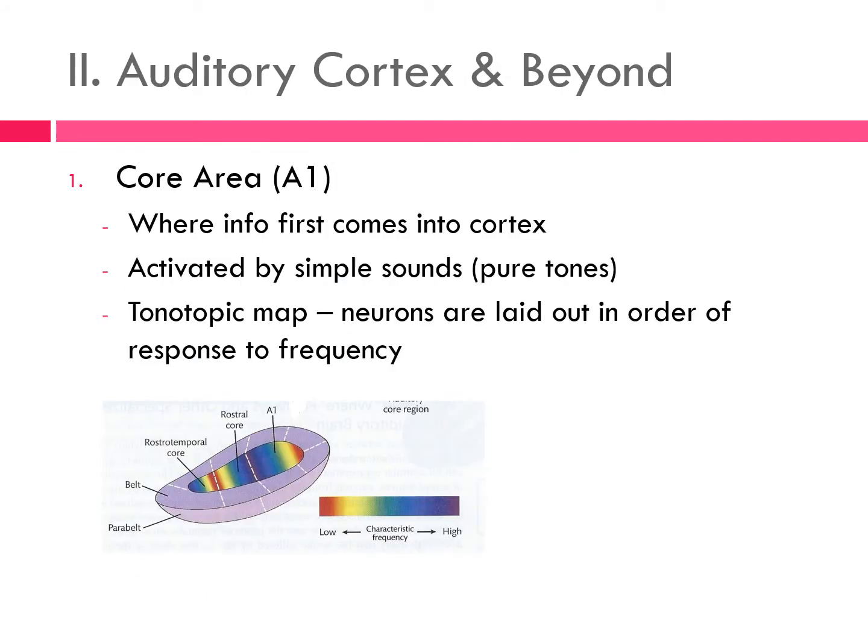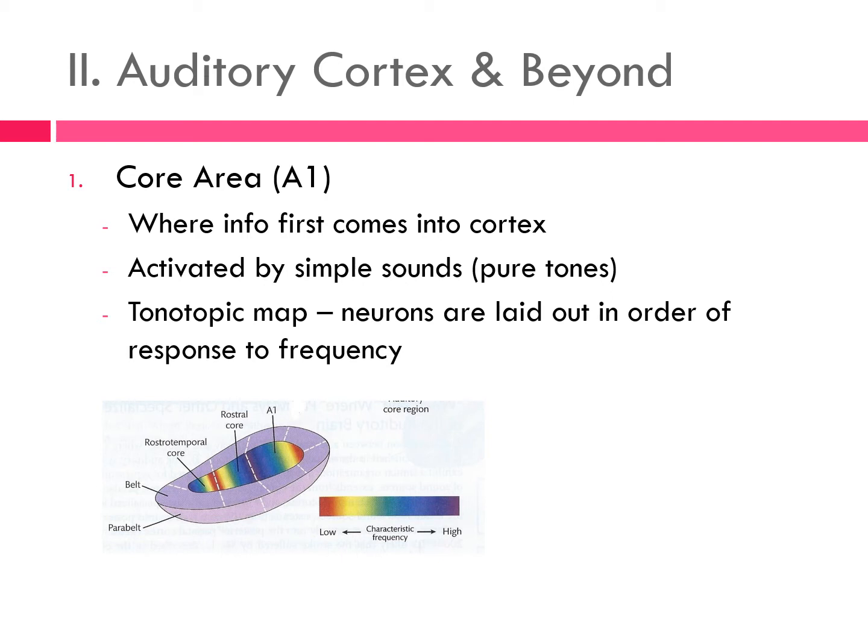Part 2 of this is the processing that is happening in the auditory cortex and beyond. So we're already getting our auditory information to higher level cortical processing. Happened much more quickly than it did for vision. We get to the core area, or A1, where information is first coming into the cortex. It is activated by simple sounds, so pure tones. It's going to be activated by more complex sounds, but it is responding to those pure tones.